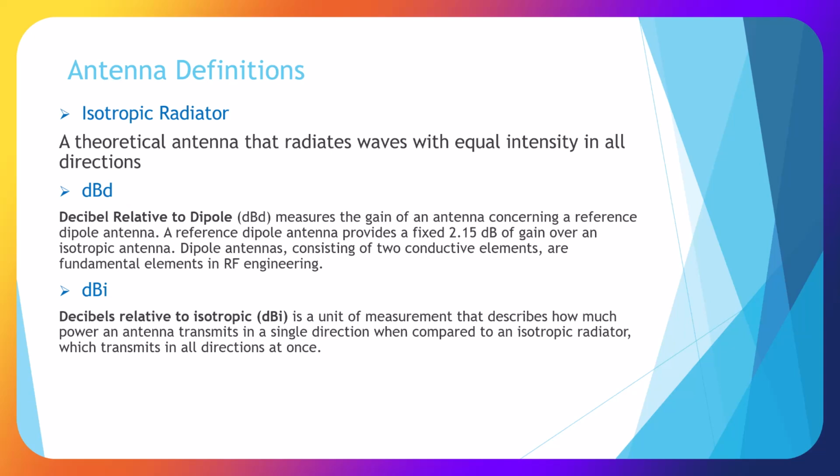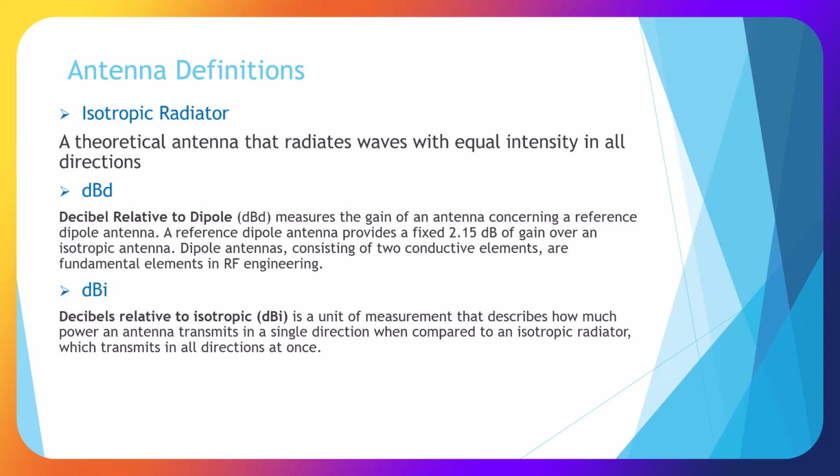Next one would be dBd, decibels relative to a dipole. So it measures the gain of an antenna with respect to a reference dipole antenna. A reference dipole antenna provides a fixed 2.15 dB of gain over an isotropic antenna. Dipole antennas consisting of two conductive elements are fundamental elements in RF engineering.